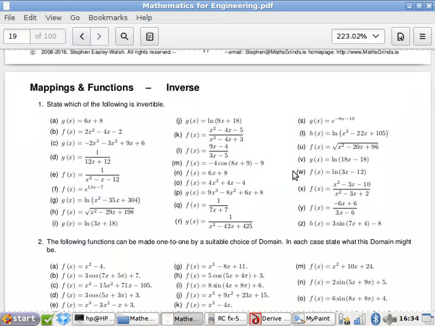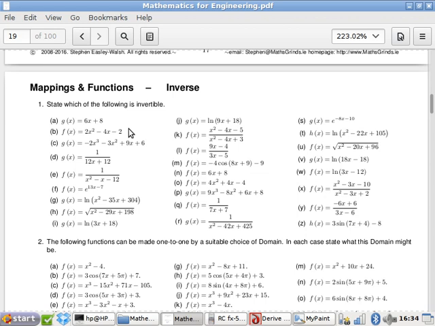So, in question 1, which of these is invertible? It means which one has an inverse. So, the first one, invertible or not? Yes, invertible. B? No. Well, unless you pick the right domain, but there's no inverse for B unless you pick the domain. For this one, let's say the domain is all real numbers, okay? So, B? No. C?